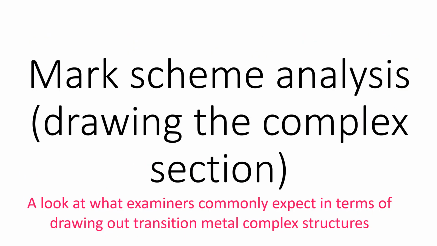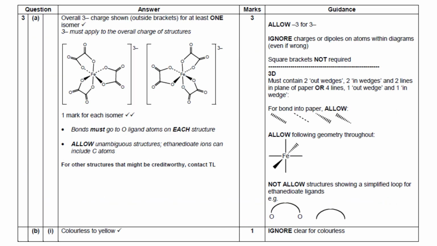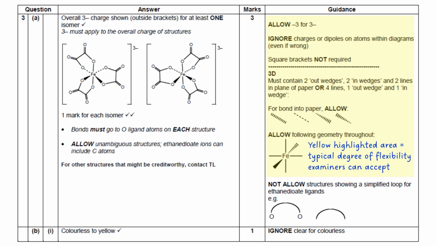So let's have a look at the mark scheme for the drawing the complex section. First of all, there's quite a degree of flexibility here. But it's really important not to fall into the trap of using the curved line notation like you can see there, that you'll sometimes see incorrectly online. This doesn't represent how many carbon atoms are present in the ethanedioate ion. So you can see the way that they've drawn it in skeletal form with clear changes in direction of the solid line.